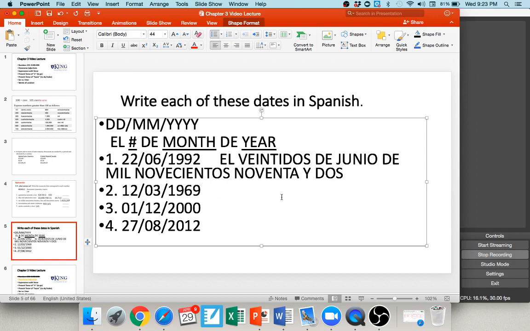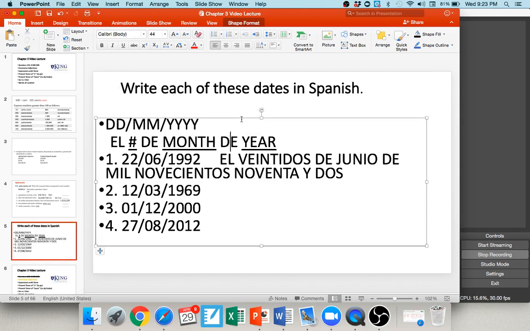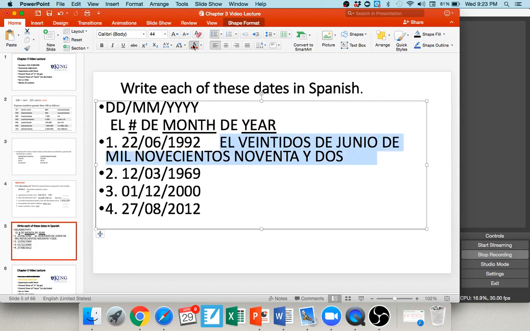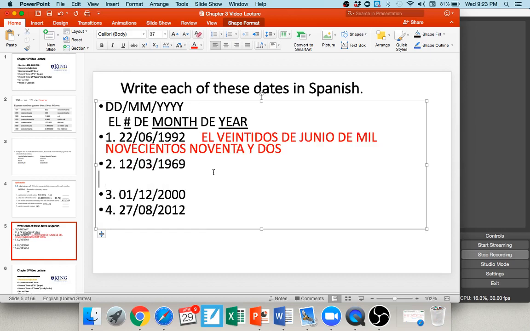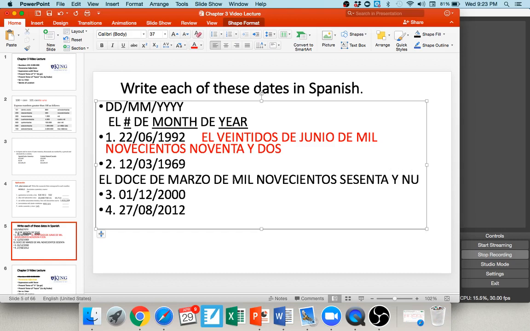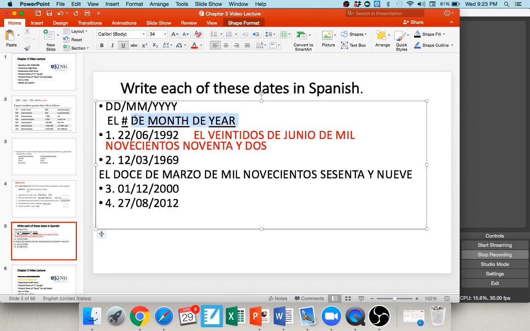Okay, let's do one more of these. In number 2, you have 12-3-1969. If you're not careful, you may look at that and think, oh gosh, it is December the 3rd, 1969. Remember that dates in Spanish are backwards, so the day comes before the month and then is followed by the year. So in this case, we have el, the 12th day, el 12 de, the third month, which is March, marzo, de, 1969. So again, 1,000, 900, 60, 69. Okay, so again, follow your little formula here. El, number, de, month, de, year.